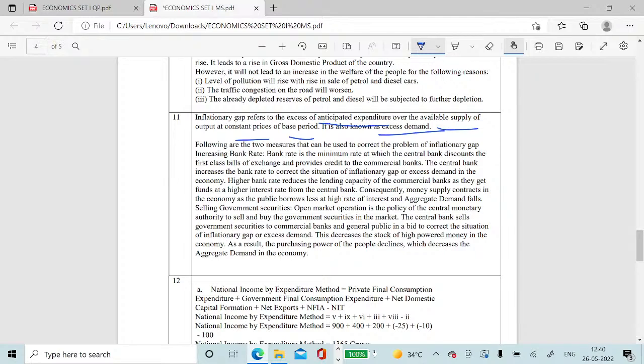Open market operation is the policy of the Central Monetary Authority to sell and buy the government securities in the market. The central bank sells government securities to commercial banks and general public in a bid to correct the situation of inflationary gap or excess demand. This decreases the stock of high powered money in the economy. As a result, the purchasing power of the people declines, which decreases the aggregate demand in the economy.